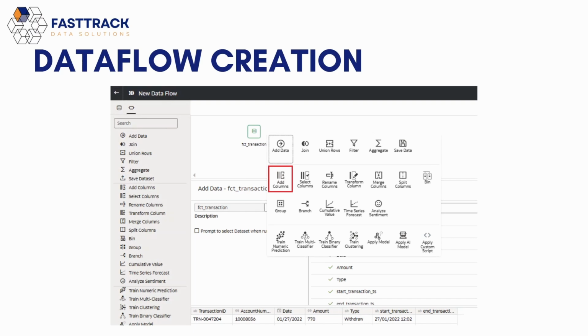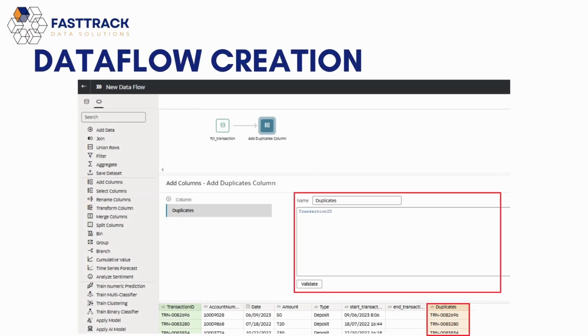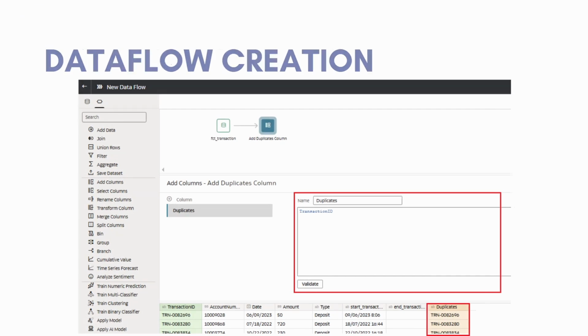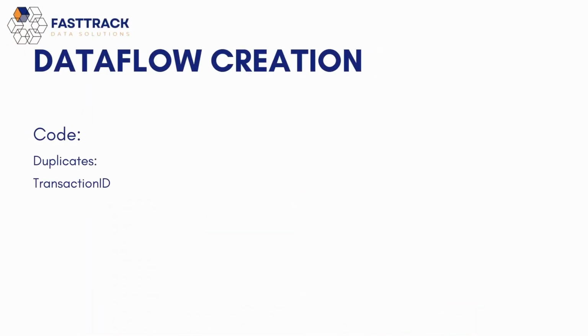Add the step Add Columns. Put transaction ID on the Add step and name it Duplicate so you can make a duplicate of the column. This is the formula we use to transform the data. Feel free to copy it and apply it on your own flow.